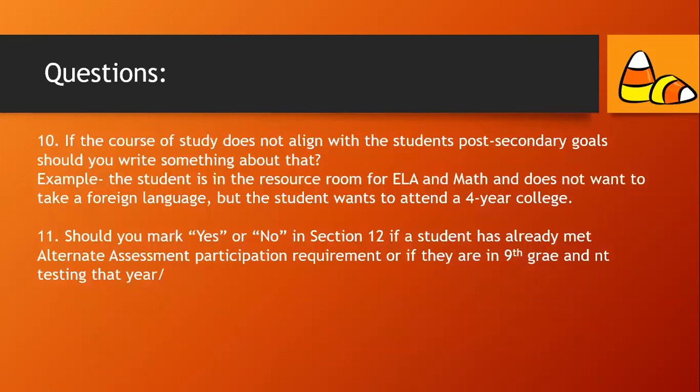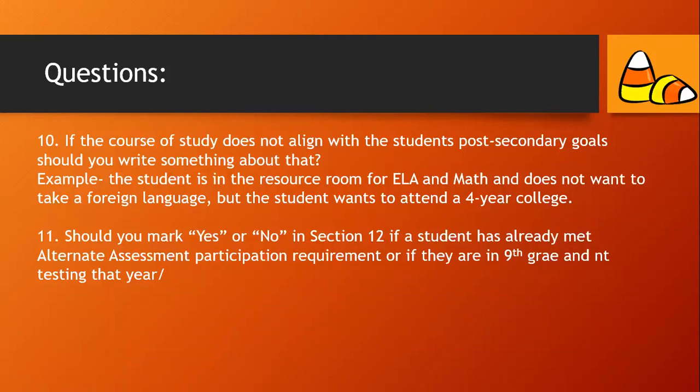Okay, this one. This is one I was starting to answer prior. If the course of study does not align with the student's post-secondary goals, should you write something about that? And the example is the student is in the resource room for ELA and math and does not want to take a foreign language, but the student wants to attend a four-year college. Okay, if the student is in a resource room, I'm assuming they're on a modified curriculum, which would be... Well, not necessarily true.